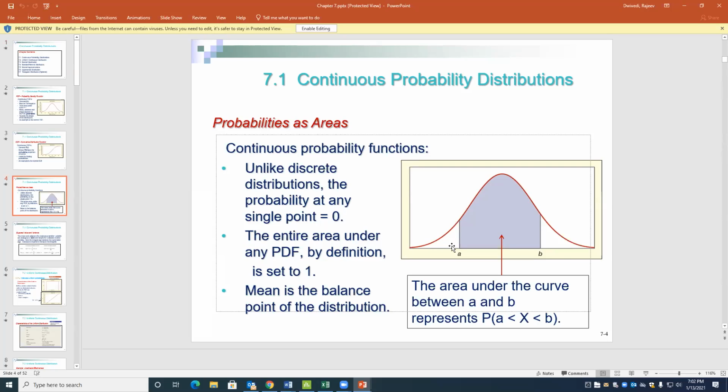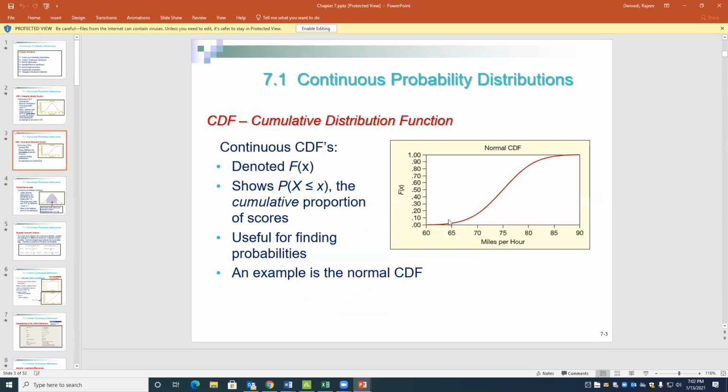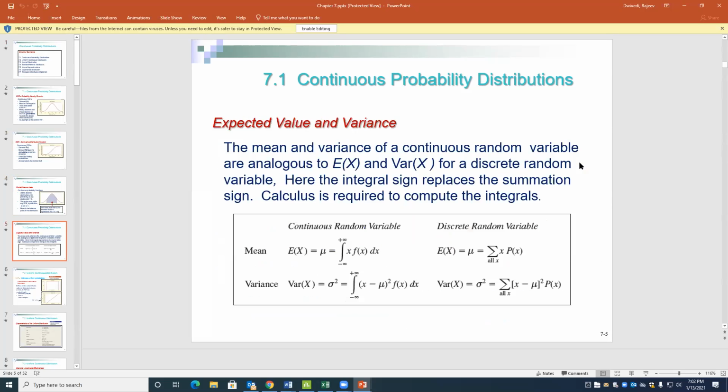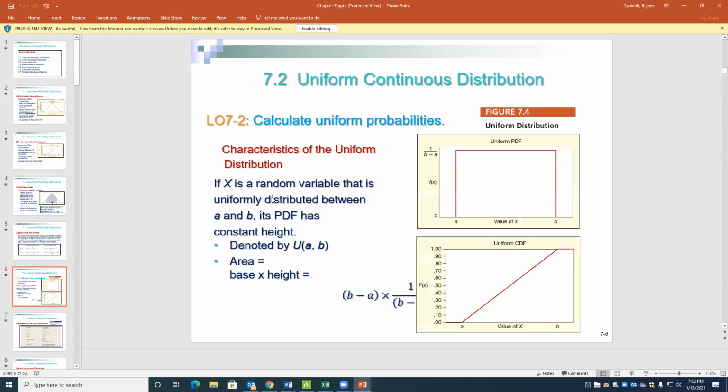The entire area of the distribution is 1, which we know. And the mean is the balance point of the distribution, the center point, right here where the arrow is. The cumulative distribution goes from 0 to 1 like this. Variance is like that, I'm not going to explain it again now.